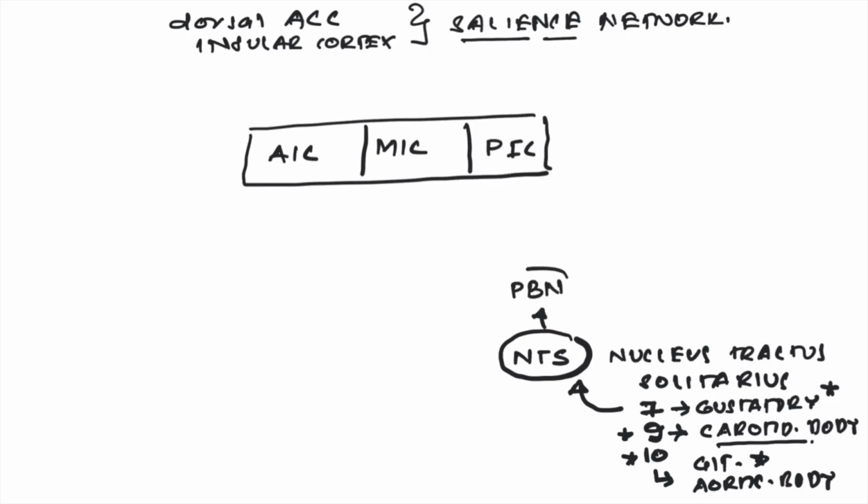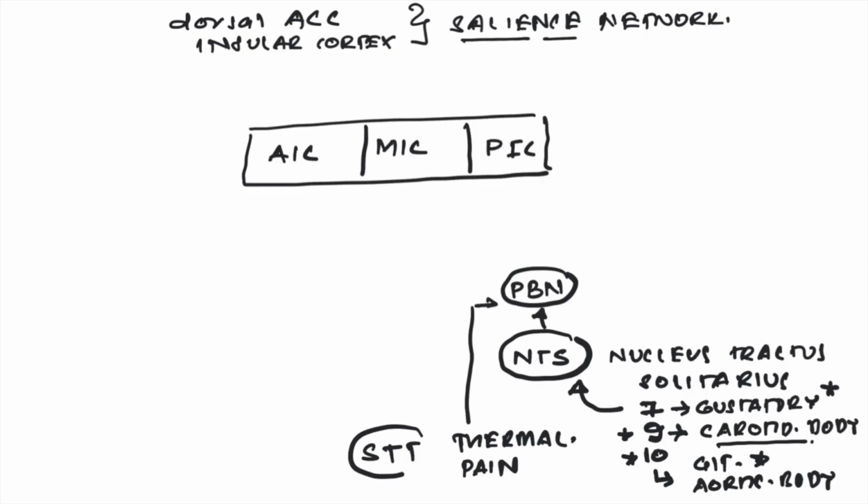Then what happens is that this sends this information to an area of the brain called the parabrachial nucleus, again present in the pons, which plays a very important role. And the parabrachial nucleus, apart from getting all this information from the nucleus tractus solitarius, also gets information from the spinal cord, especially the thermal, as well as the pain sensation through the spinothalamic tract. This parabrachial nucleus then sends the information to the thalamus.